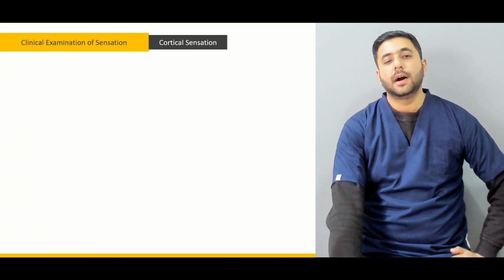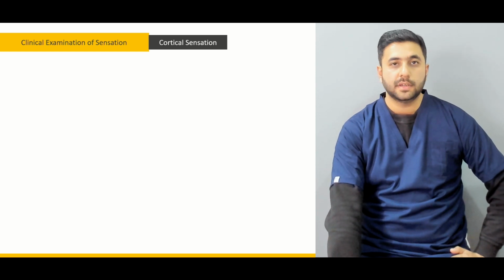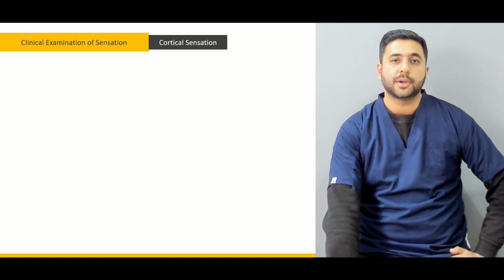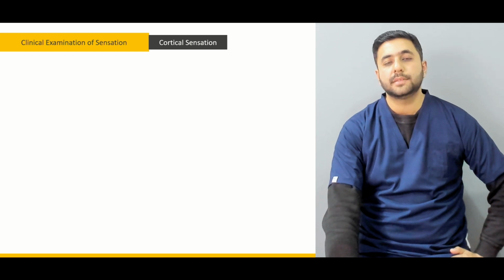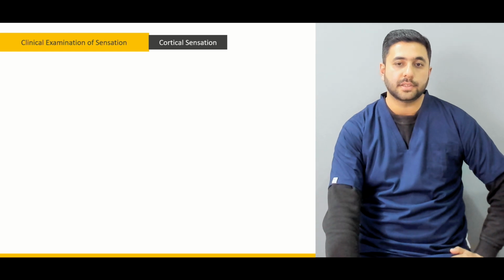Now, how do we know that the problem we are experiencing is at the level of the cortex and not at the level of the sensory nerves or the spinal cord? The cortical sensation involves the somatosensory cortex in the parietal lobe, so there are certain specialized tests developed for testing the cortical sensations.